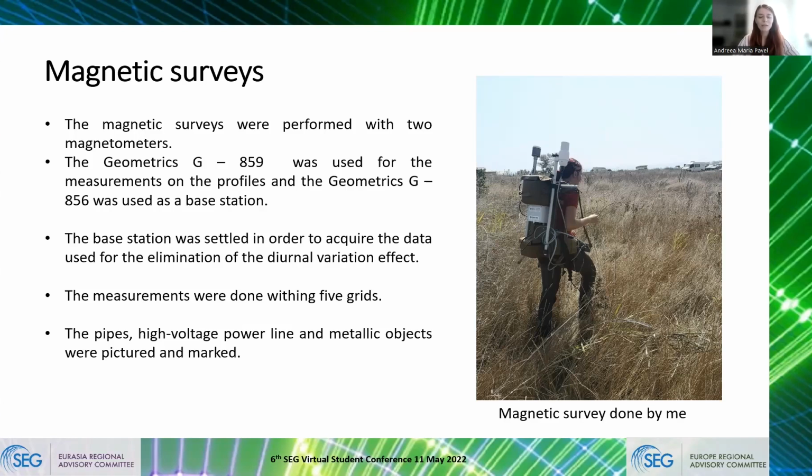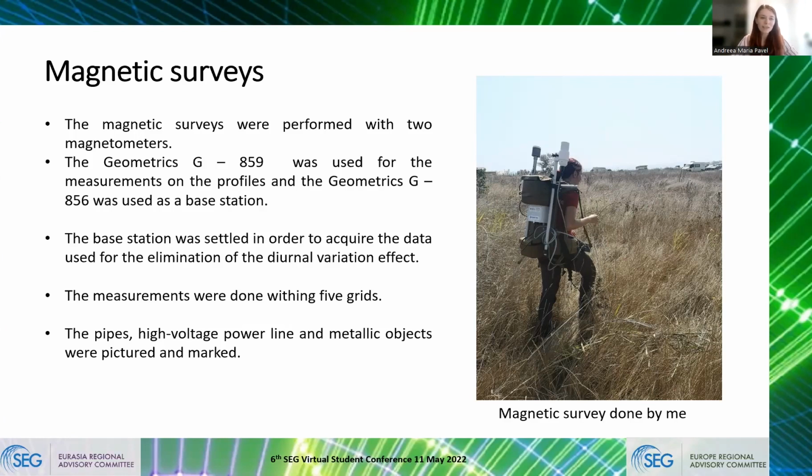So there were some students who performed the measurements on the profiles I showed you before, and a team of students who stayed at the base station the whole day to acquire the data for the correction we made after the field camp. And to be sure that everything is taken into consideration at the processing and interpreting part, the pipes, high voltage power lines, and metallic objects were photographed and marked on the map.